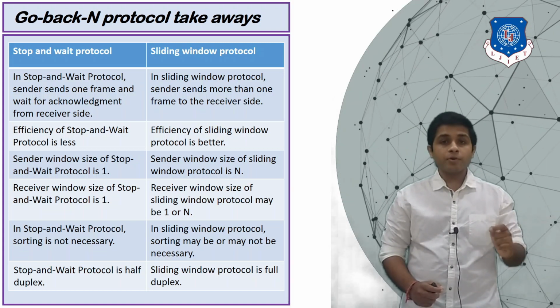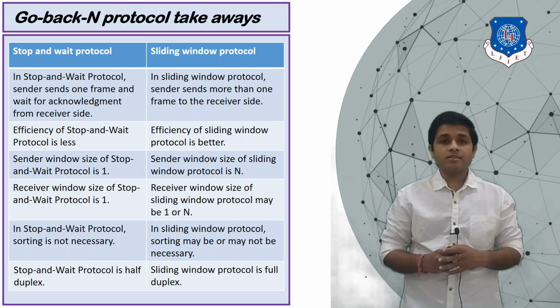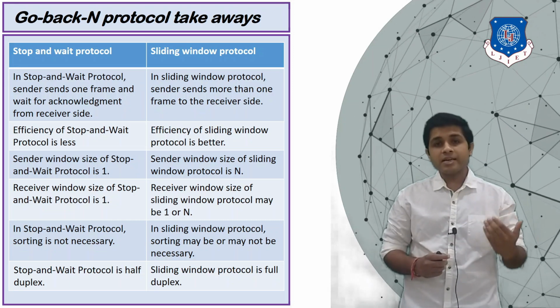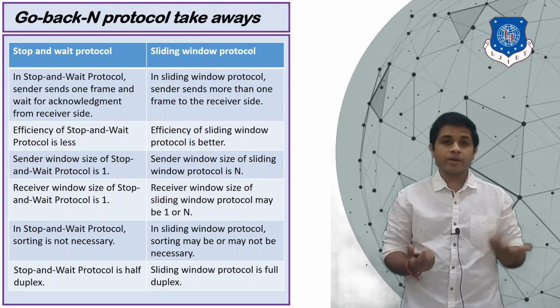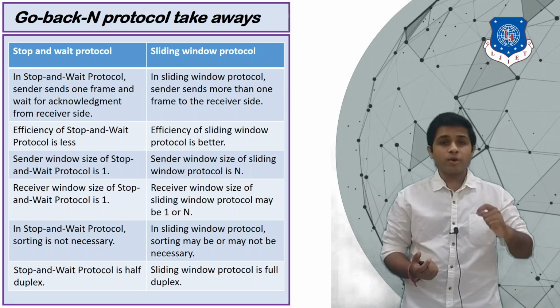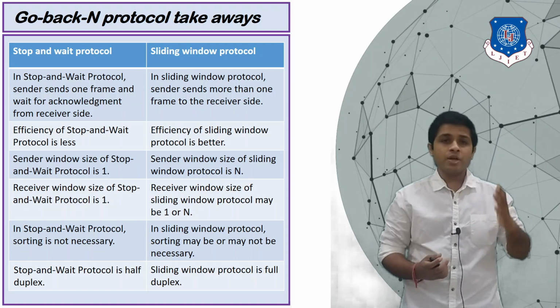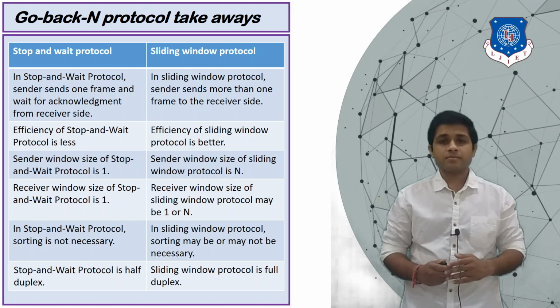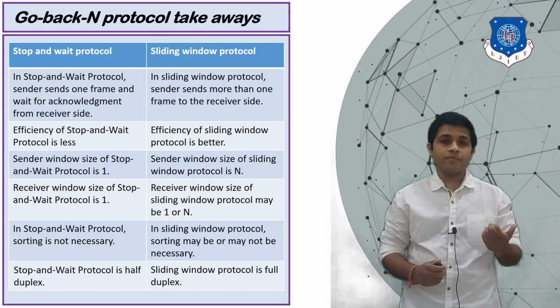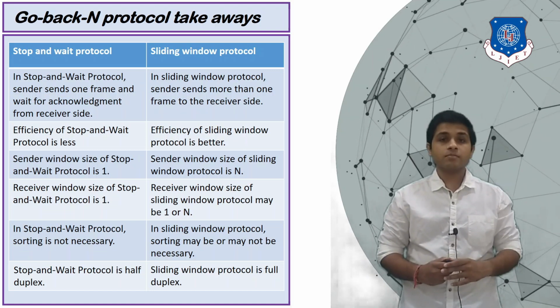In the stop and wait protocol, the efficiency is very low. Why is the efficiency very low? Because every time after sending a packet, we are waiting for the acknowledgement. And if the receiver is very slow, we will receive the acknowledgement after so much delay, and that will create very slow communication. But the efficiency of the sliding window is better because we are sending multiple packets at a time.